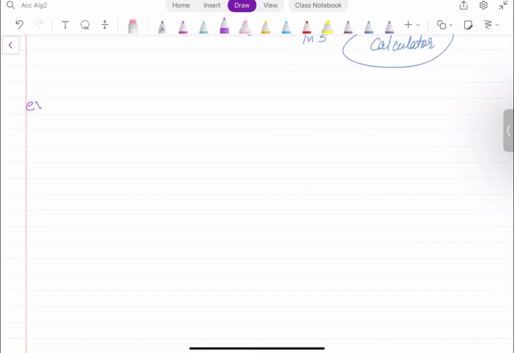So after this, let's take another example. Now it says solve e to the power of x minus 7 is equal to 23. So first isolate e to the power of x. So take 7 to the other side. That will give you e to the power of x is equal to 30.